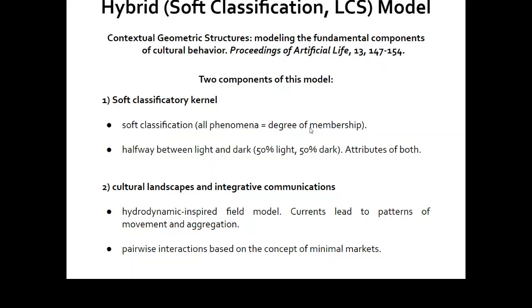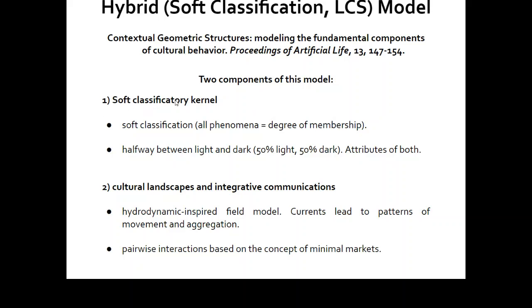So this is, we call, well, actually, when I refer to this as a hybrid model, I'm referring to this as the soft classification part, which I just showed you, and then the LCS part, where I'm using LCS as a stand-in for a broader class of these mean field models that I showed you in the first slide. And so you can read more about this in this paper here. This is from 2012, Proceedings of Artificial Life. There are 2 components of the model that we're basically laying out in this paper.